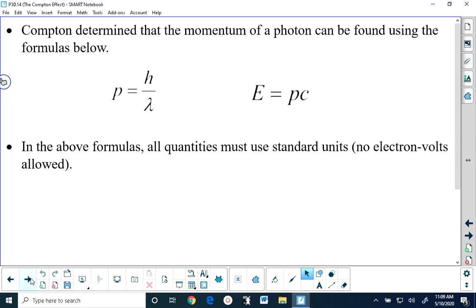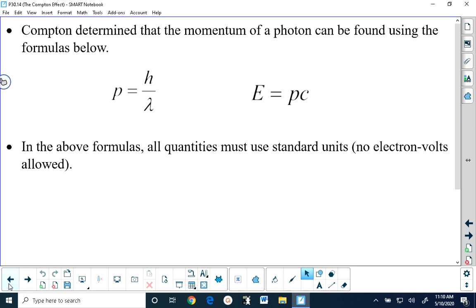In these equations, you have to use standard units. So you have to use units of, for momentum, kilograms times meters per second, or newtons multiplied by seconds. Those were the two sets of units we've learned about for momentum. For Planck's constant, you have to use the 6.63 multiplied by 10 to the negative 34 joule seconds version of Planck's constant. You cannot use the one that has electron volts in it. For the wavelength, it must be in meters. In the second equation, energy must be in joules. Momentum has to have standard units, and the speed of light, of course, is in meters per second.